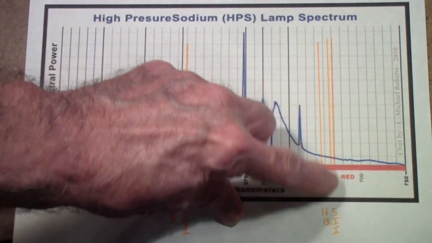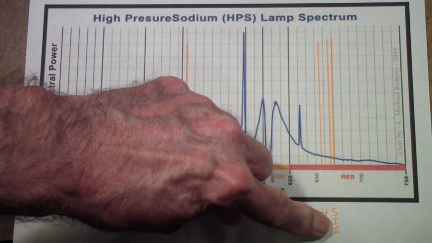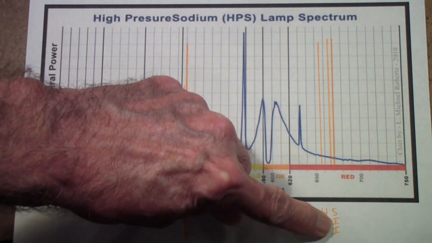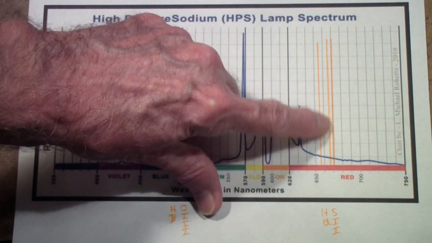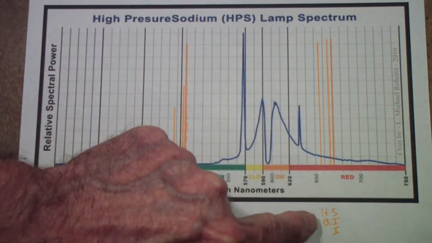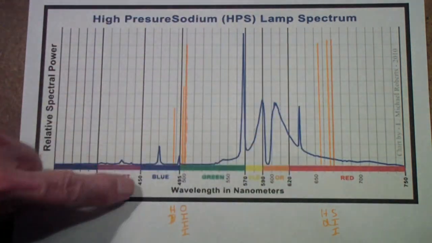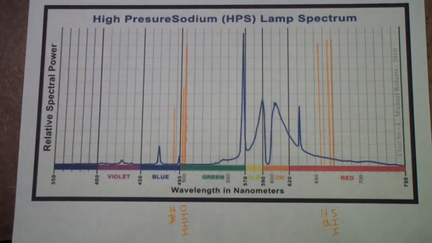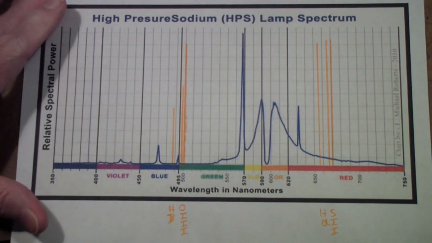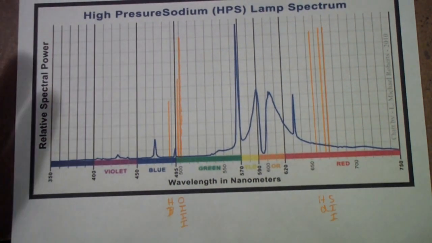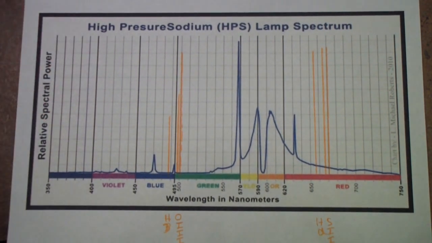Similarly, sulfur in its second shell, if it drops from the second shell to the first shell, it will emit in this area. Hydrogen emits in different areas depending on the particular energy that the hydrogen atom is at. And all of these are lines or frequencies, colors if you will, that are emitted by stars.